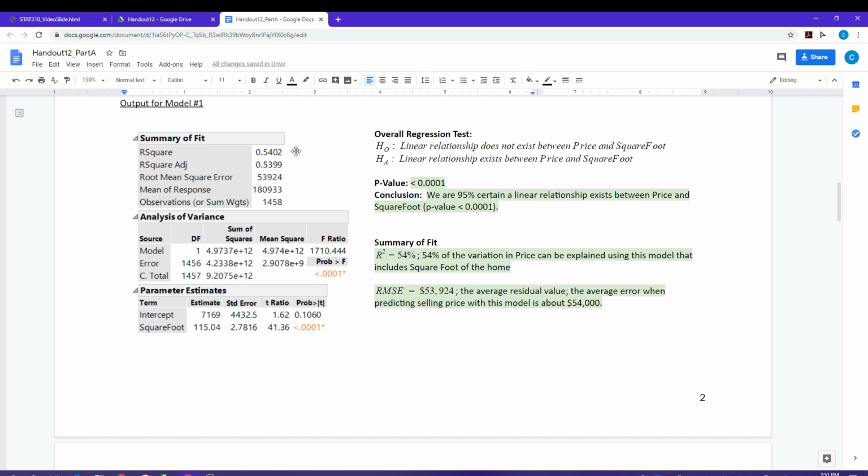The R squared I will touch on here. That is 54%. Again, that can be multiplied by 100 and expressed as a percentage. And that just indicates that 54% of the variation in price can be explained using this model. And this model includes square foot as a predictor. The other is the RMSE value here. The RMSE value here is about $54,000. And that will just be the average amount of error when I'm predicting the selling price with this model.